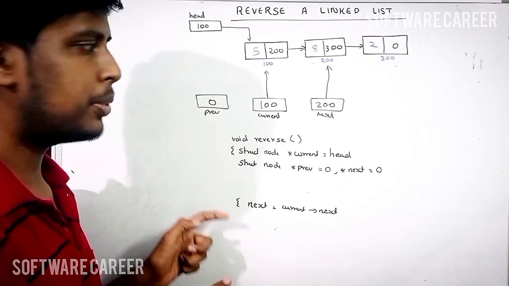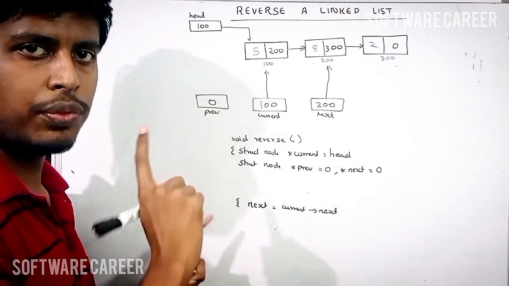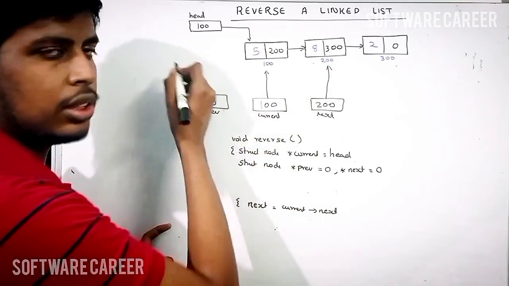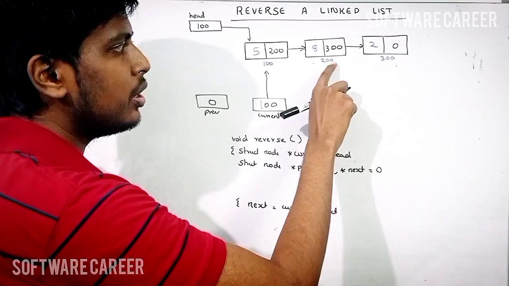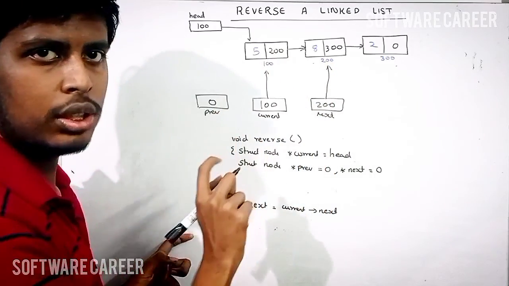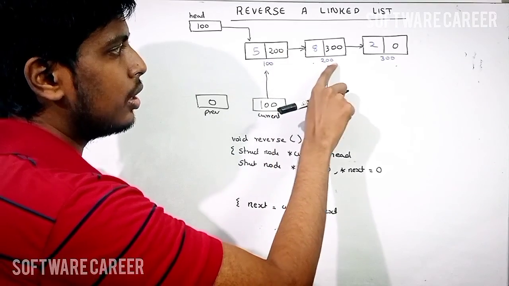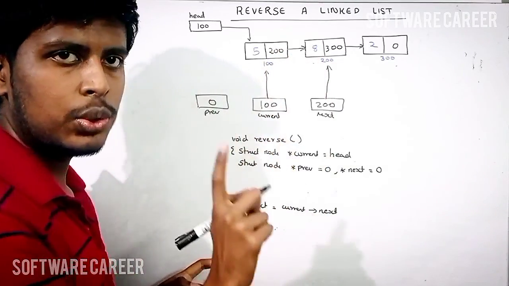Now what is the second step? See, now you should reverse the first node. The arrow is in forward direction. You should reverse it. So how can you reverse? See, why is it in forward direction? You are storing the address of the second node in the first node's pointer. That's why 200 is stored here. This address is 200, that is stored over here. That's why it's pointing to the node having address 200.